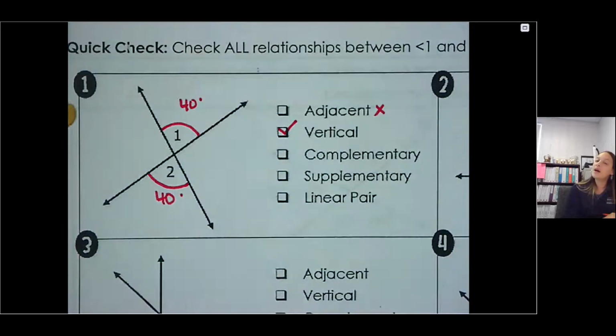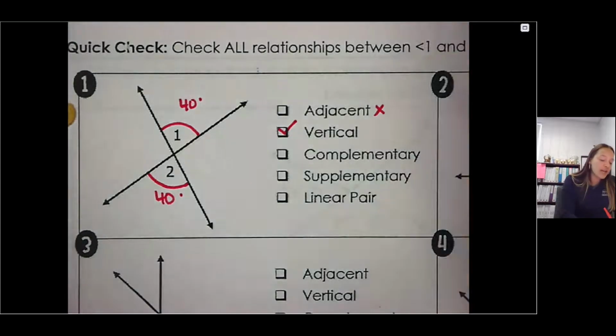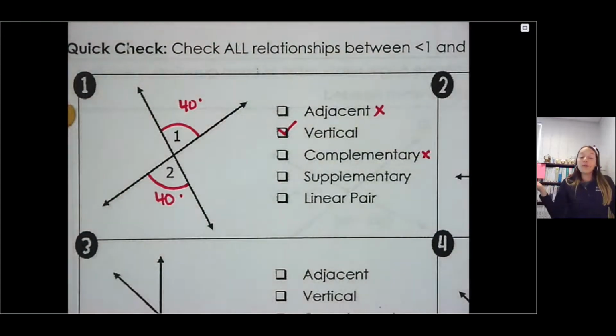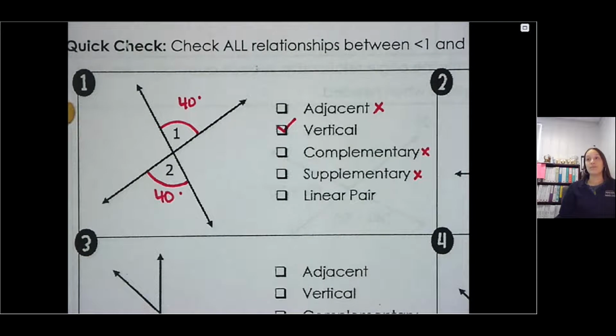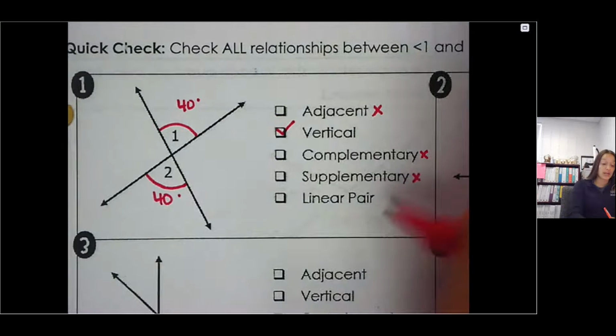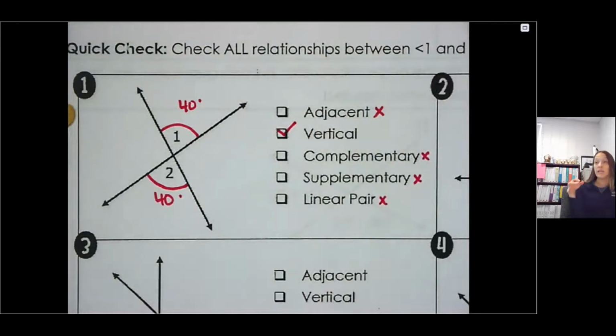Okay. Are they complementary? No, we don't know. I just put the 40 there, but we don't know what it really is, right? So you can't assume that it's complementary. Are they supplementary? Again, I don't know that for sure. They haven't told me any of the angle measures, so I can't assume that. And do they make a linear pair? No, they're not next to each other and they're not making 180. So the answer for that one is only vertical, nothing else.